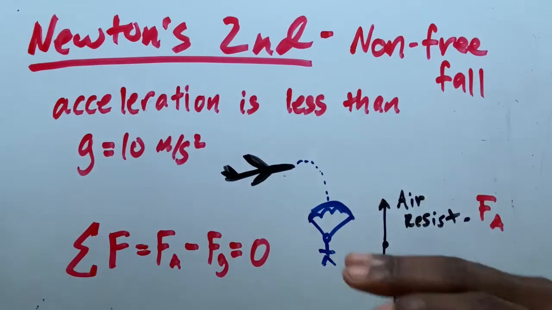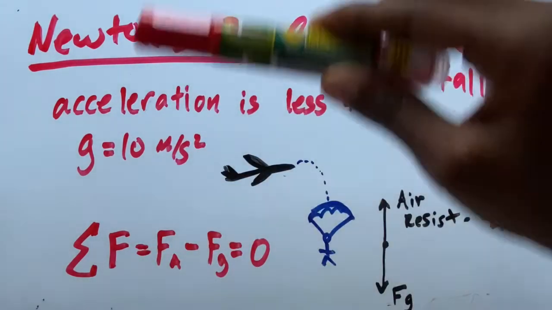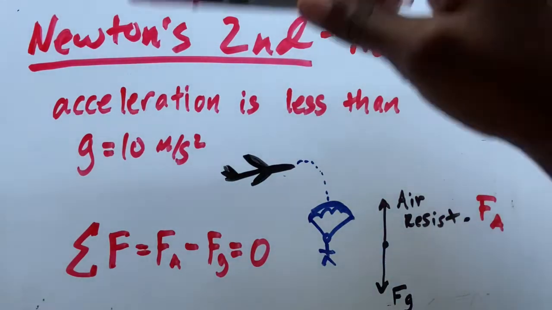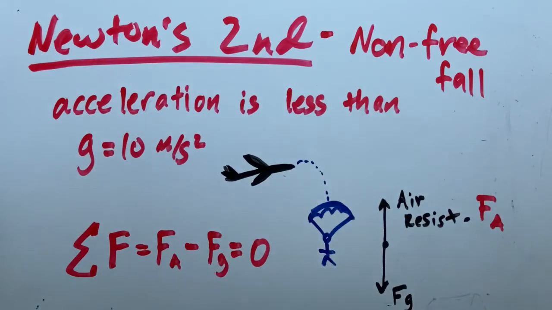So you open up your parachute. So let's say you're falling, you know, you're falling fast. You pull open your parachute and then you start to just float downwards at a constant velocity.